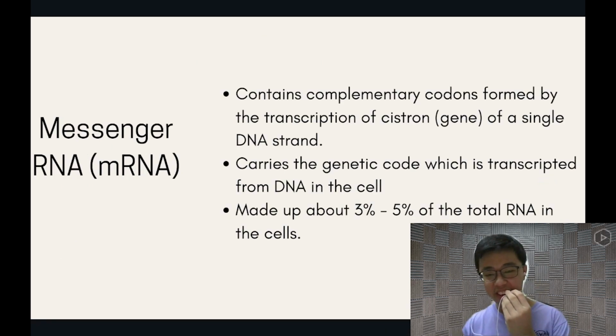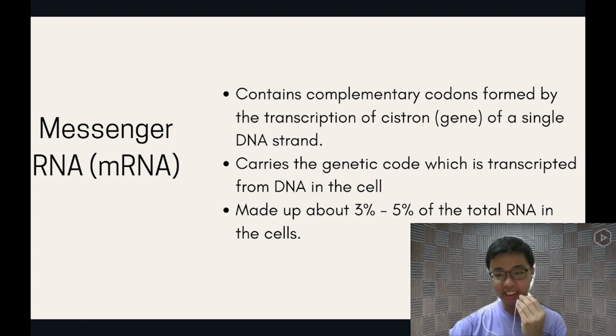Messenger RNA contains complementary codons formed by the transcription of a cistron of a single DNA strand. It carries the genetic code, which is transcribed from DNA in the cell. They make up about 3 to 5% of the total RNA in the cells.